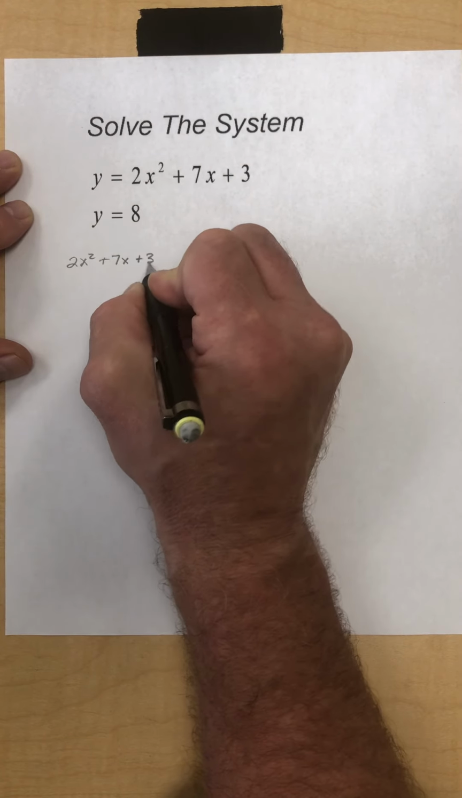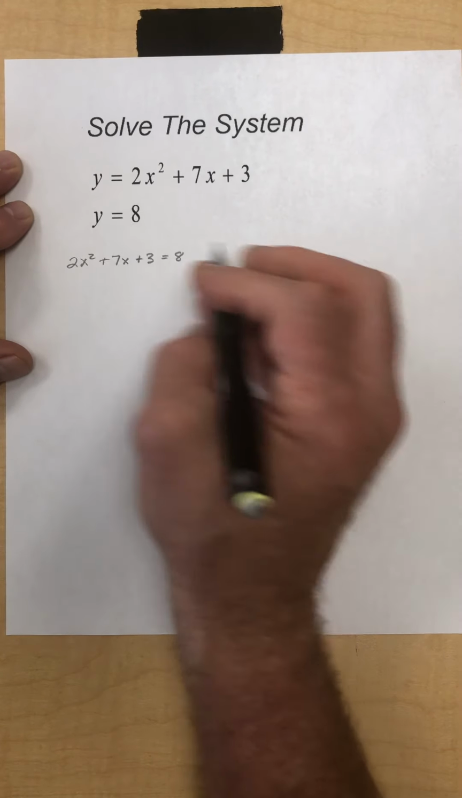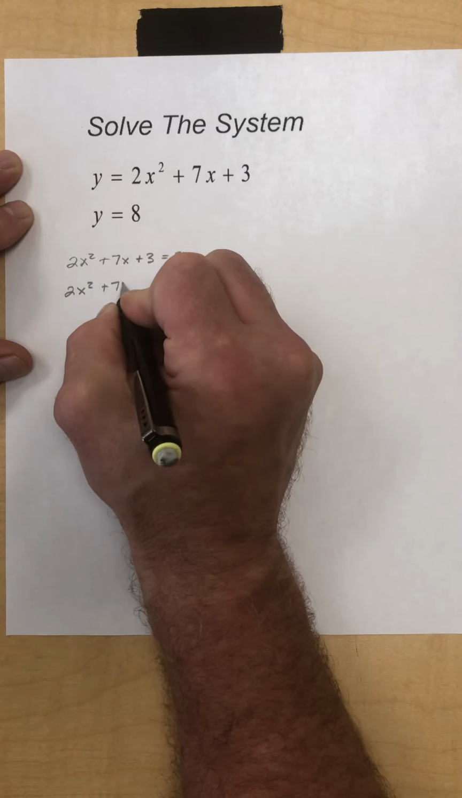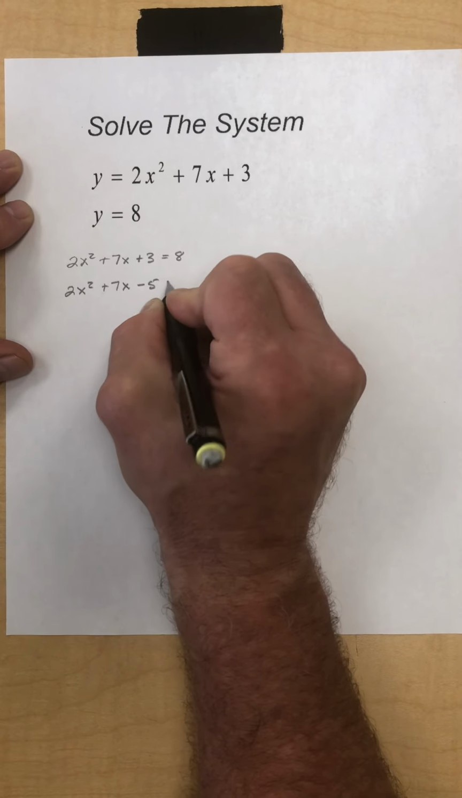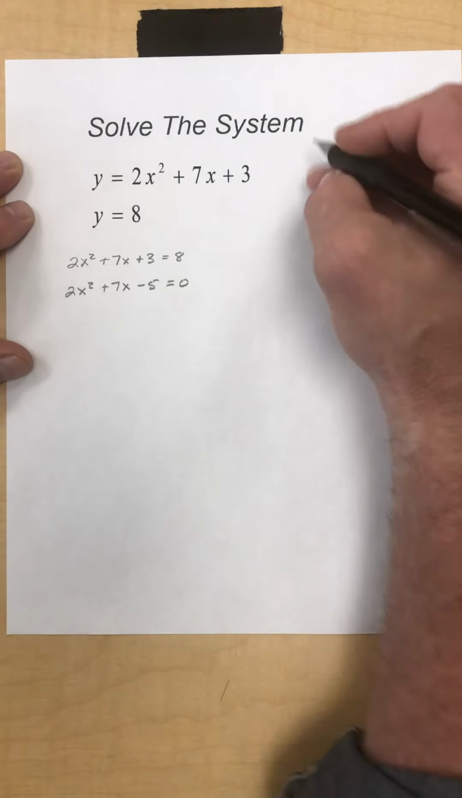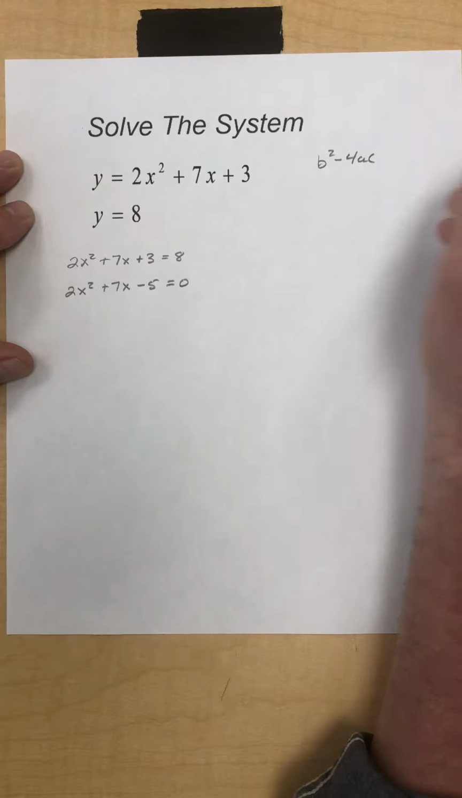Okay, so set these equal to each other, and then put it in standard form, so I'd have to subtract 8 from both sides. So I get 2x squared plus 7x minus 5 = 0. I am wondering if this guy will factor, and no, I don't think it does, but I'm going to check b squared minus 4ac just to be sure.